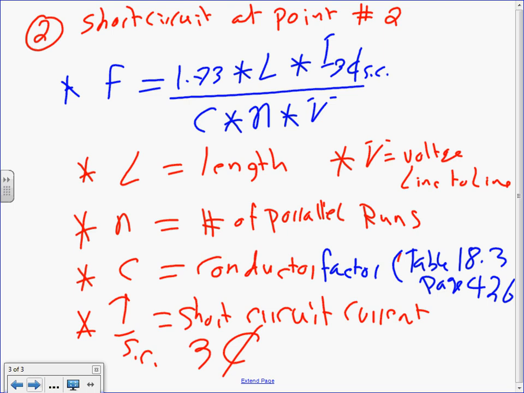Any question about this? L is the length, N is the number of parallel runs, C is the conductor factor from this table, and I is the short circuit current. Is there anything else that you guys need to know? Cool, we're good. Okay, so let's go plug in the numbers. We're still doing point number 2 to continue.